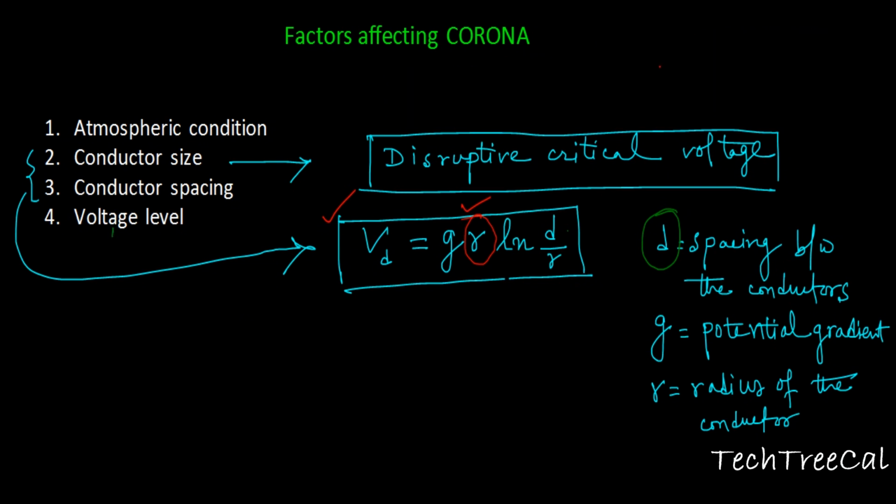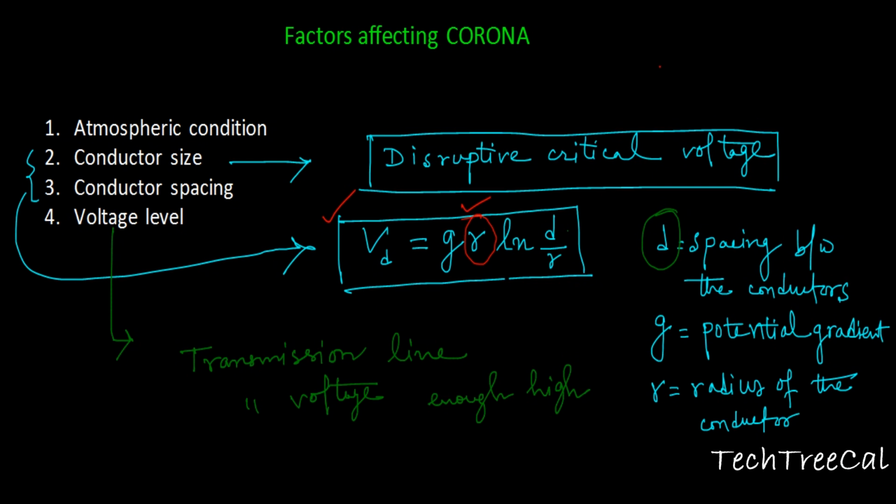Now we are coming to the last point, that is your voltage level. In a transmission line, if your transmission voltage is high enough, then it will reach the value of this critical disruptive voltage and break down the surrounding air, so that corona formation will be easier.